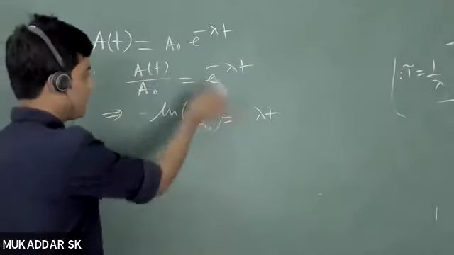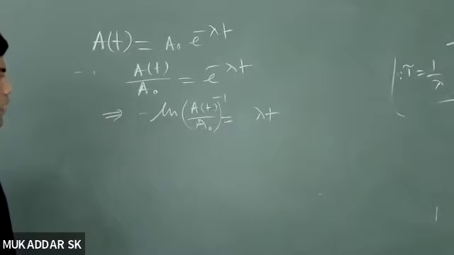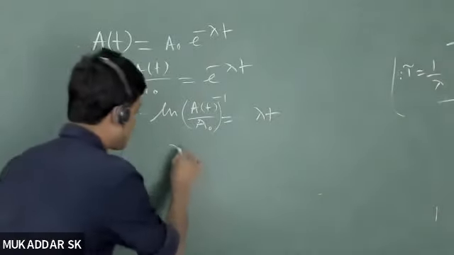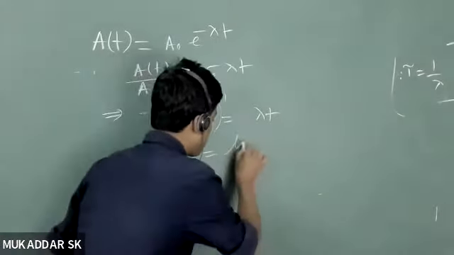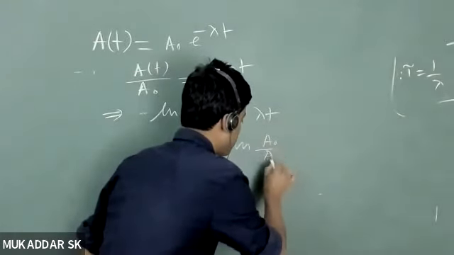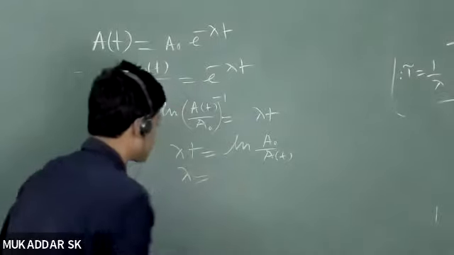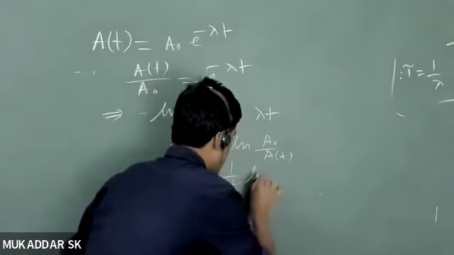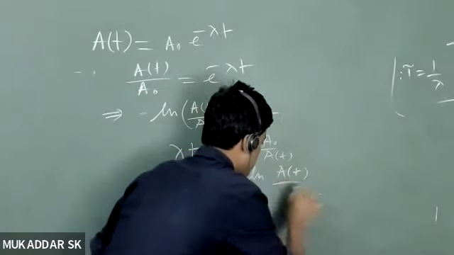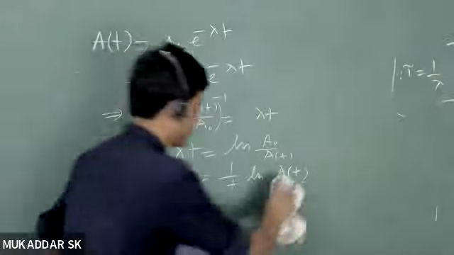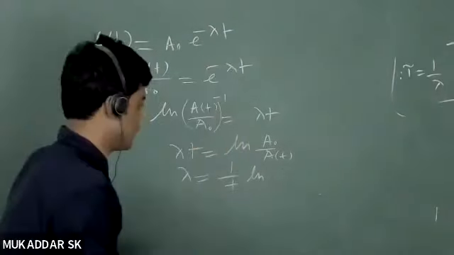So you have something to the power inverse. What does that mean? It becomes A0 by A_t. So basically I can write lambda t equals natural log of A0 by A of t. That means lambda will become 1 by t into ln of A0 by A_t. Yes, thank you, it will be A naught by A_t.